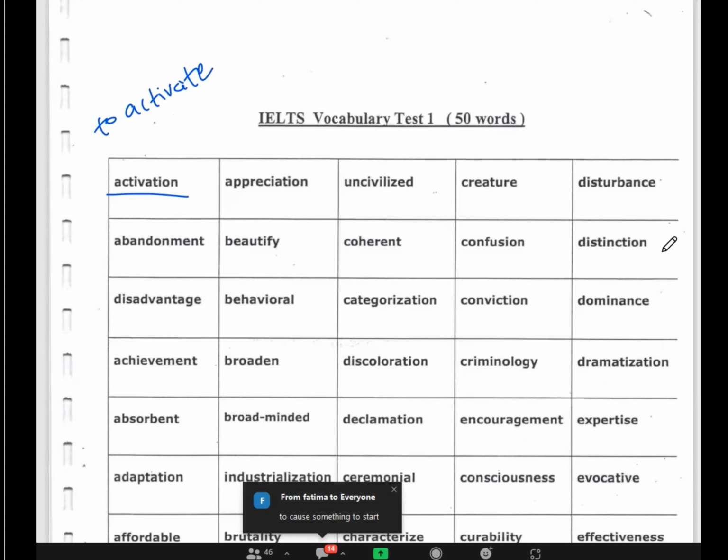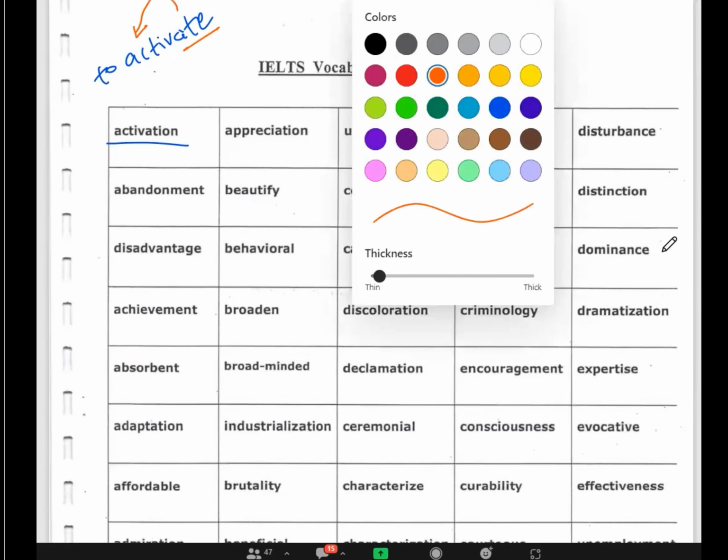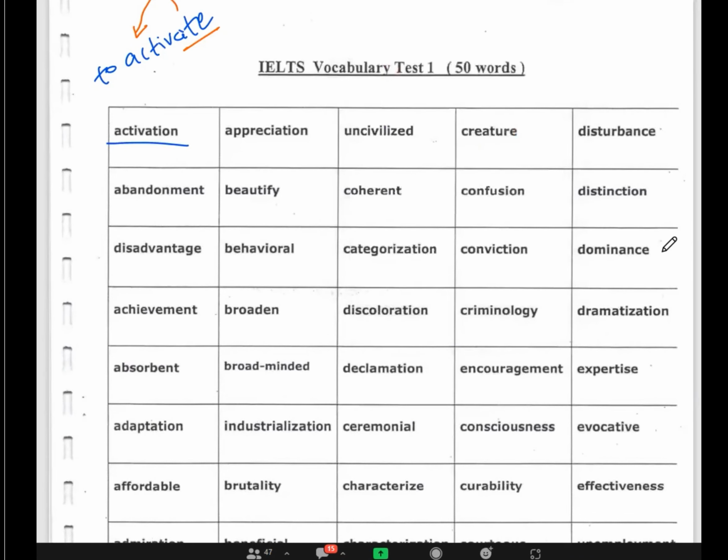If you look at the end of activate, you will see that it ends with ATE, which is an affix for the verb. So activate means to make something active. This is how you can guess the meaning if there are new words. Okay, so don't forget to use the affixes. It's a noun, yes.